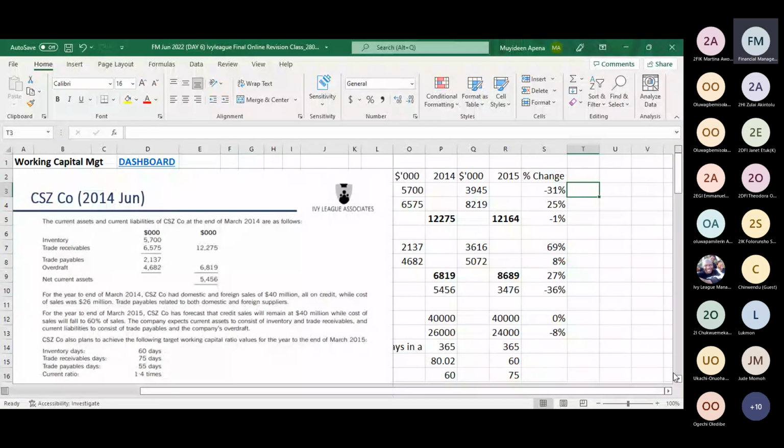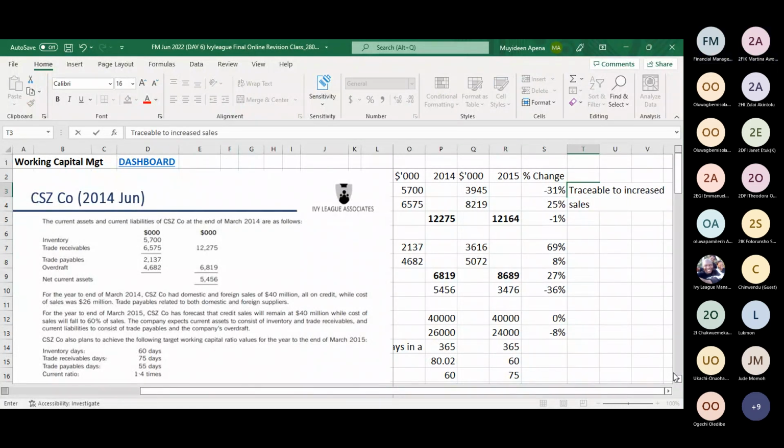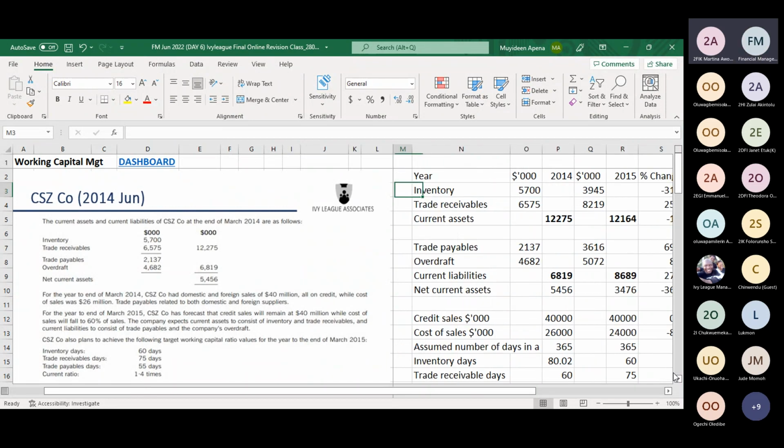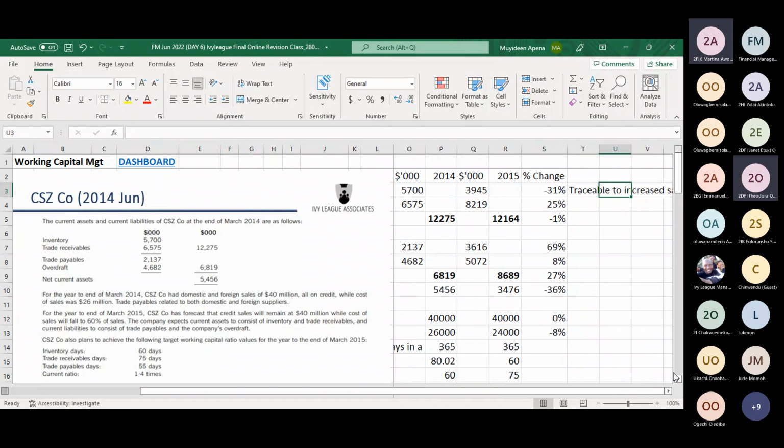Okay, so we can say it is traceable to increased sales. Is that what you're saying? Well, we can't say increased sales, increased receivables. I'm talking about inventory. Sales did not increase. Sales remained the same, so we can't say increase. Okay, that's also a valid point. So on that note, that point cannot fly.